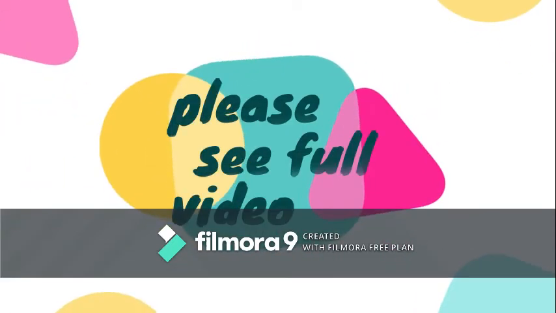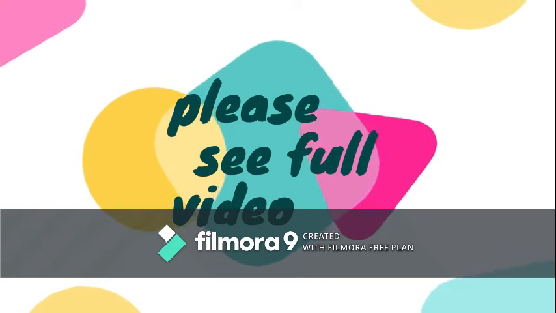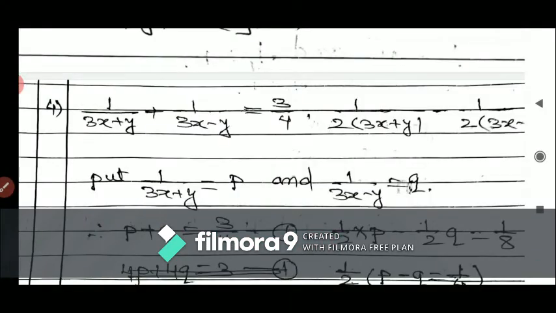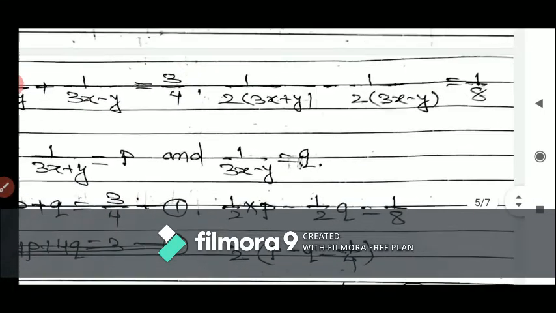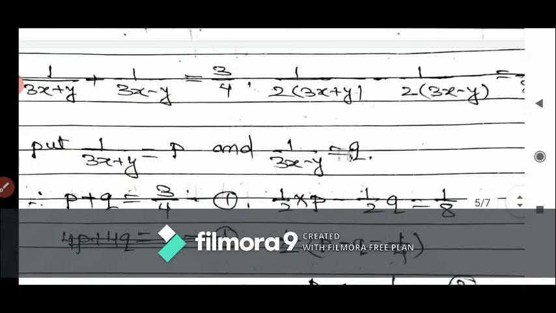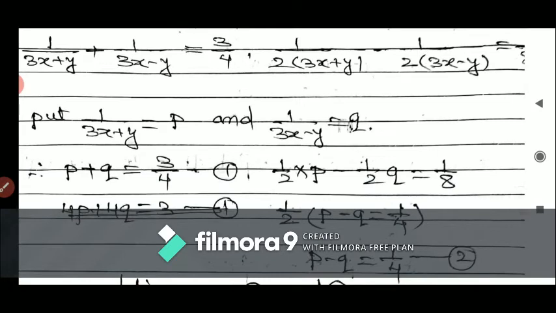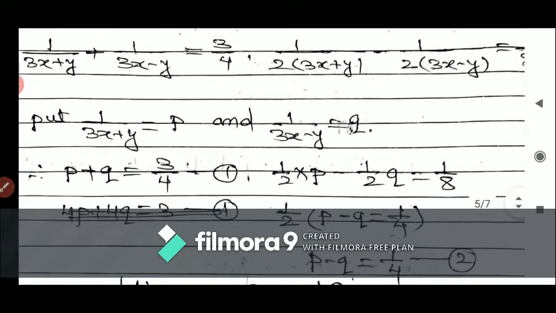Now 1.4, see here: 1 by 3x plus y plus 1 by 3x minus y is equal to 3 by 4. And 1 divided by 2 into 3x plus y minus 1 divided by 2 into 3x minus y is equal to 1 by 8. In these two equations, we see 1 divided by 3x plus y in both equations, and 1 by 3x minus y is also in both equations. Now put 1 by 3x plus y is equal to p and 1 by 3x minus y is equal to q. Then in the first equation we have p plus q is equal to 3 by 4.